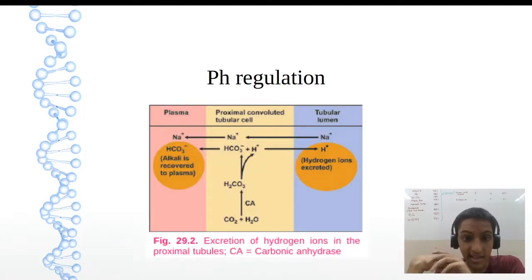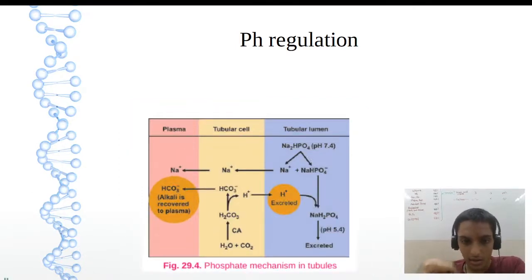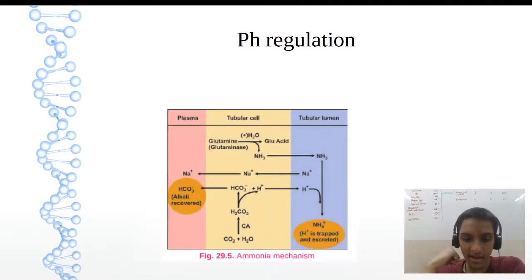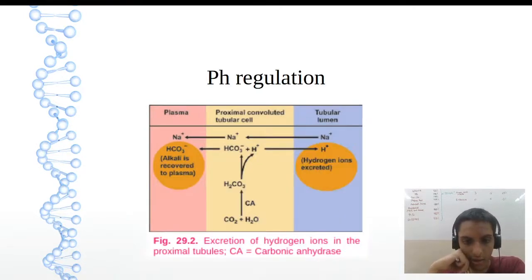Now we will see the renal mechanism. So there are four important processes. One is excretion of H plus. Another is reabsorption of bicarbonate, then titratable acid and excretion of ammonia. So we'll go one by one. Now, first is excretion of H plus.